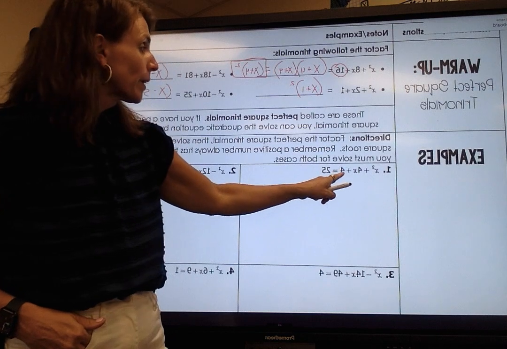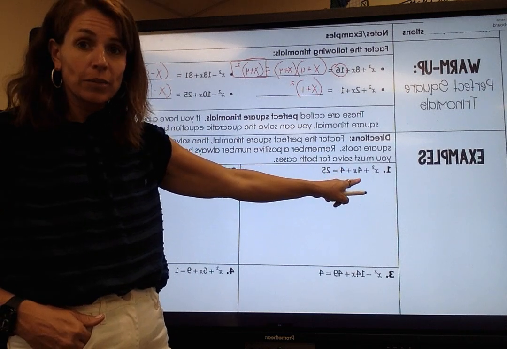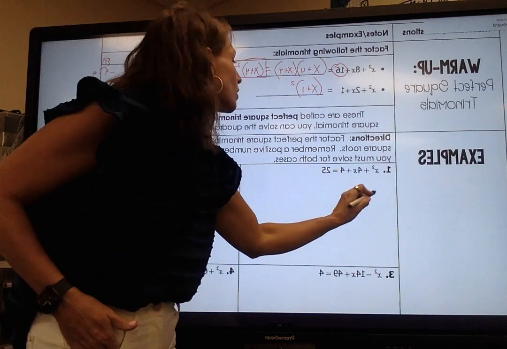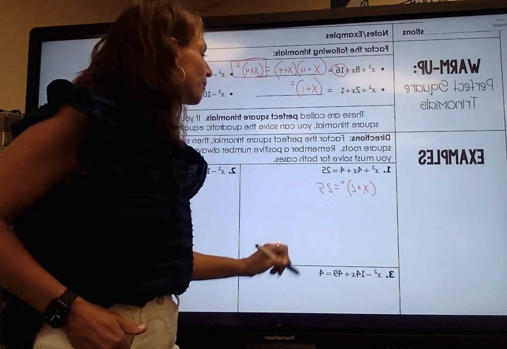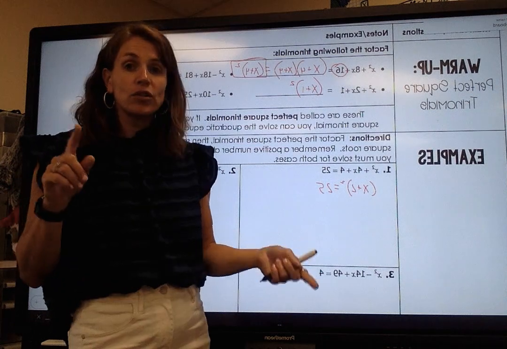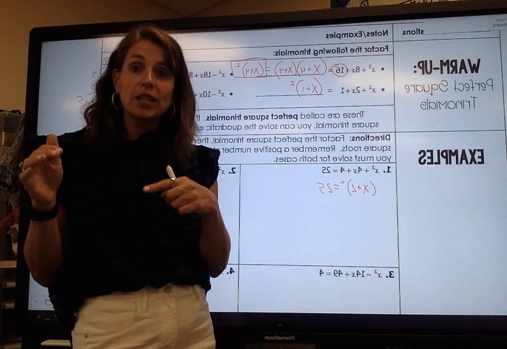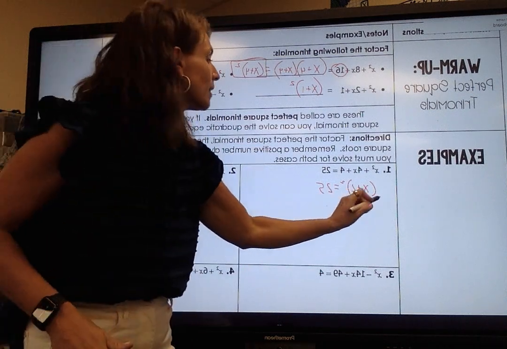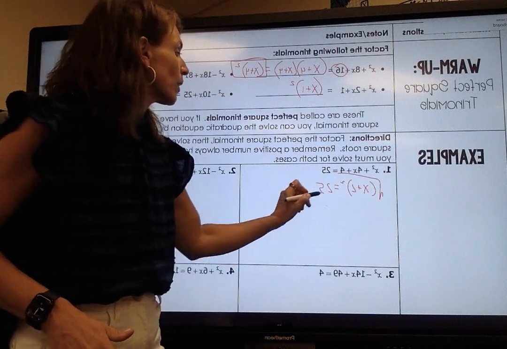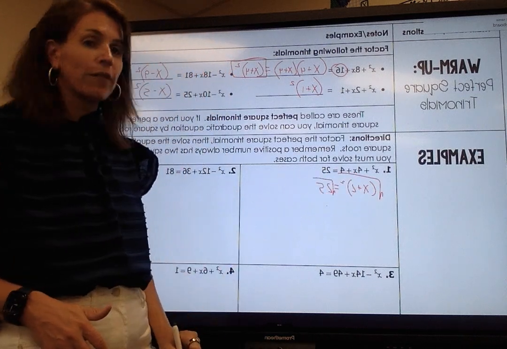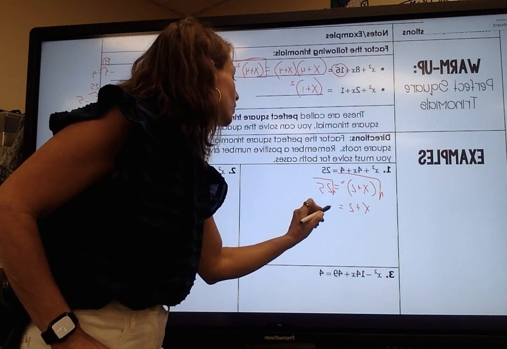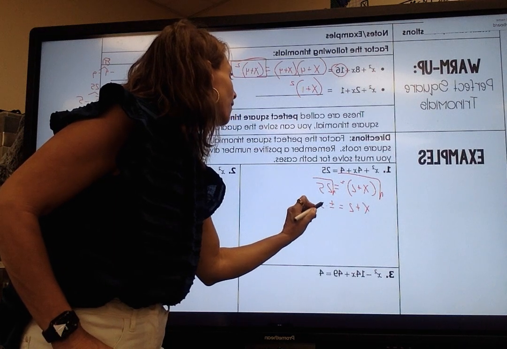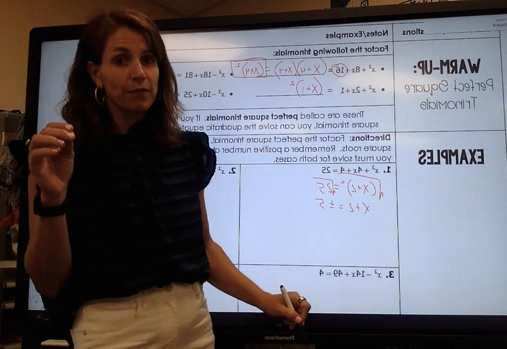So two numbers that multiply together give me 2, add together to give me 4. Those numbers are 2 and 2. So I get x plus 2 squared equals 25. Now I can do what I did in the last lesson, which is take the square root. I can take the square root of x plus 2 squared, and I can take the square root of 25. And that gives me x plus 2 equals plus or minus 5, because it's a positive 5 and a negative 5.